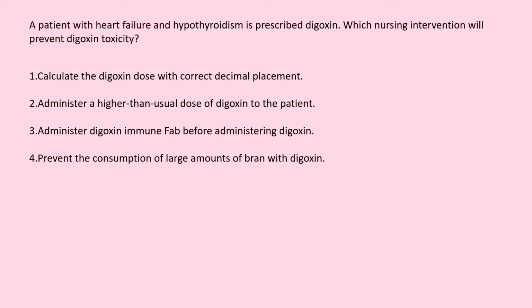A patient with heart failure and hypothyroidism is prescribed digoxin. Which nursing intervention will prevent digoxin toxicity? 1. Calculate the digoxin dose with correct decimal placement. 2. Administer a higher than usual dose of digoxin to the patient. 3. Administer digoxin immune Fab before administering digoxin. 4. Prevent the consumption of large amounts of bran with digoxin.